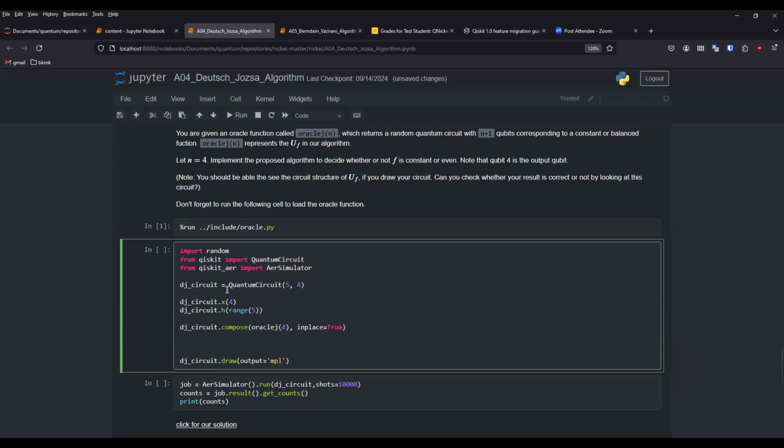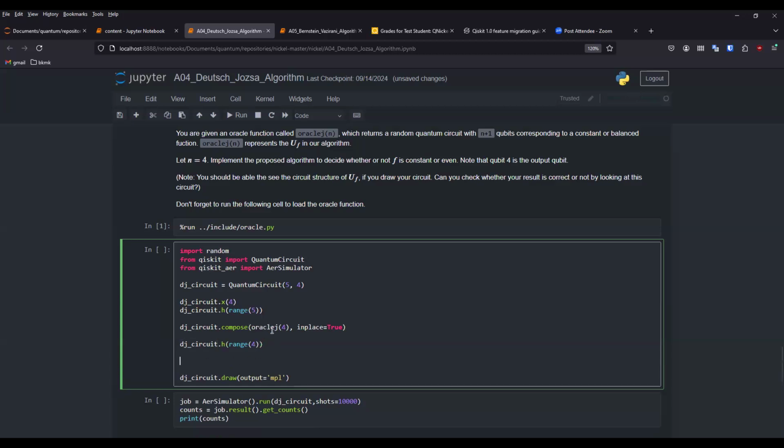Next we need to apply the H gate again, but now not to all of the qubits. Of course, if you do apply it here, it doesn't matter since you're not measuring, but we don't need to waste resources. Range 4, so from 0 to 3. And again, 0 to 3. And we can draw it.